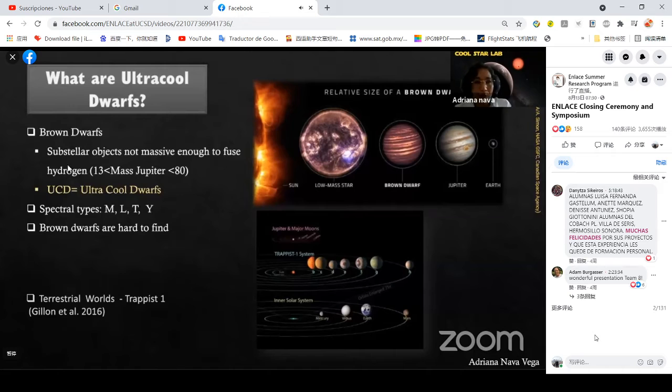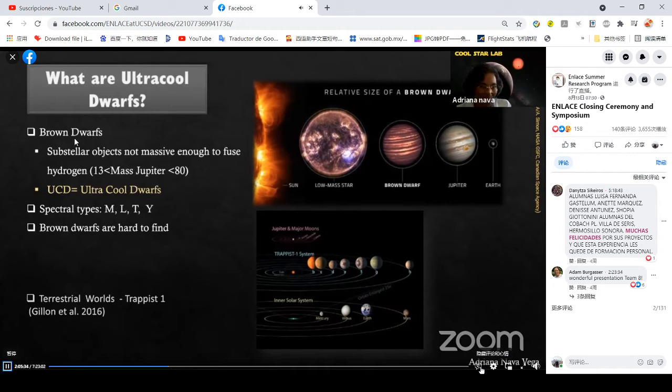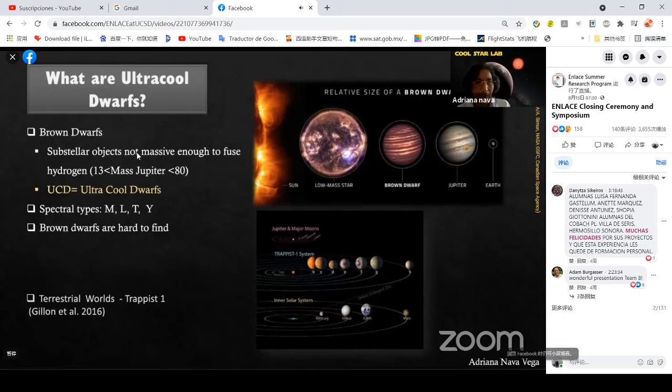We recall that a star is a stellar object that is sufficiently massive to generate a fusion process in its core due to the gravitational pressure inside the object itself. A brown dwarf is a substellar object. It's not massive enough to fuse hydrogen. Usually, they have a mass between 13 and 80 Jupiter masses. The brown dwarfs are also known as ultra-cool dwarfs. In this figure, we can see the relative size of a brown dwarf.